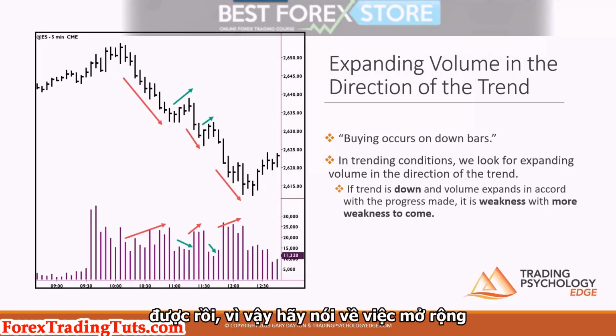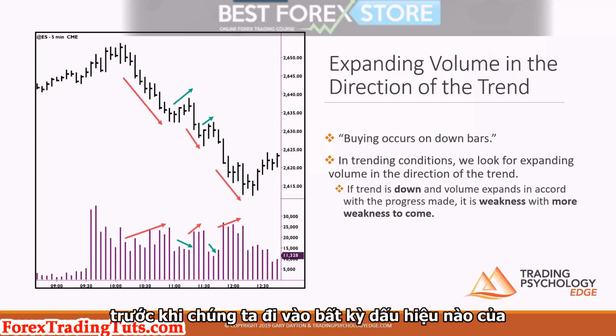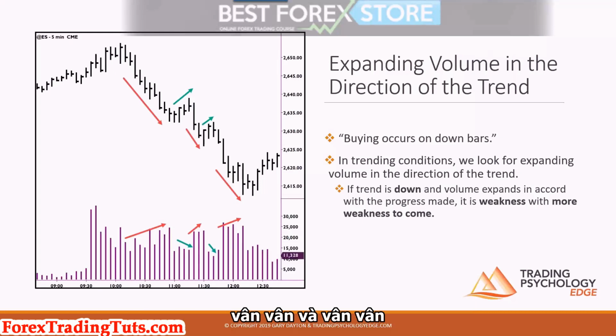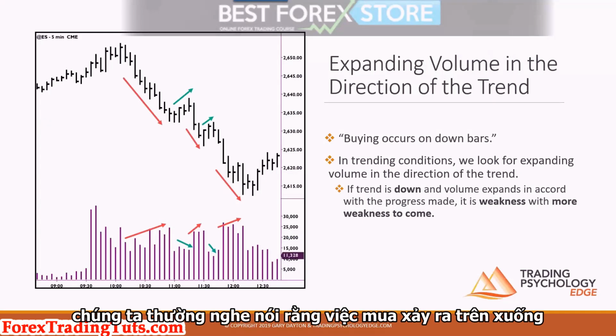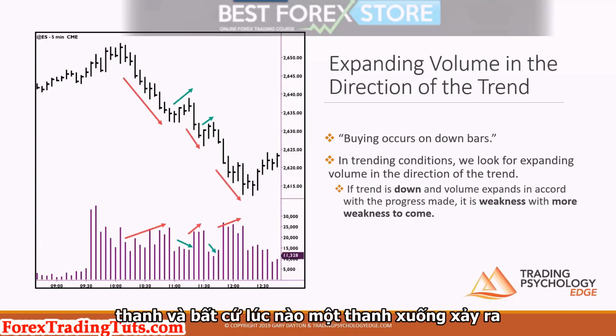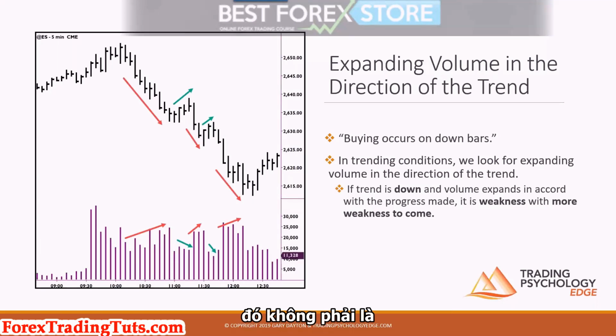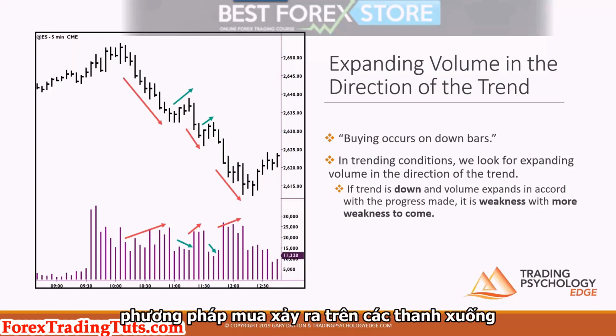All right, so let's talk about expanding volume in the direction of the trend before we get into any of the signs of weakness or the signs of strength and so on and so forth. We often hear that buying occurs on down bars, and anytime a down bar occurs, everybody wants to jump in and buy. That's not true. And that's a misinterpretation of this method. Does buying occur on down bars? You bet it does. Absolutely.